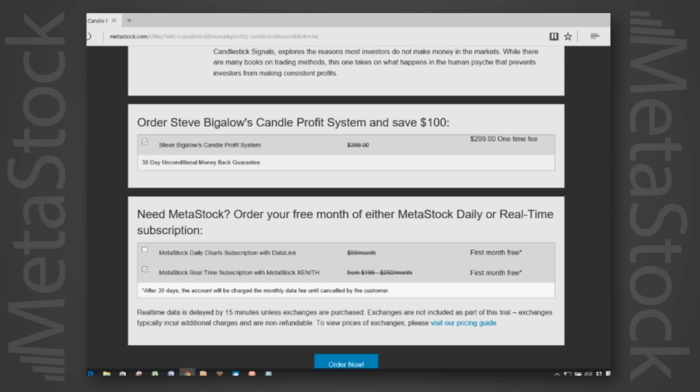We do offer delayed options. If you don't pay any of the exchange fees, you get delayed quotes. So there is a delayed quote option as well, and that would be this particular option, the delayed feed.